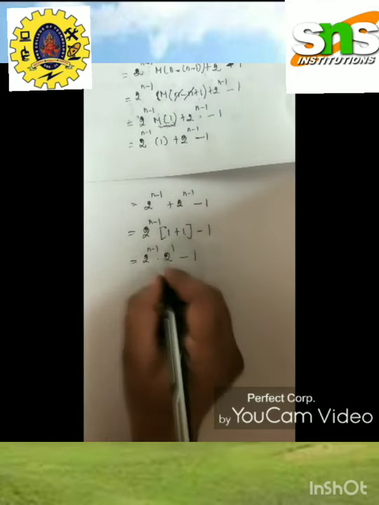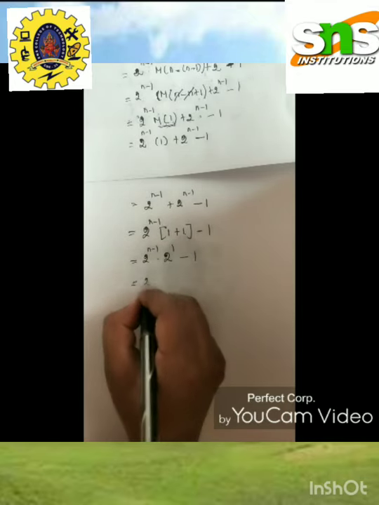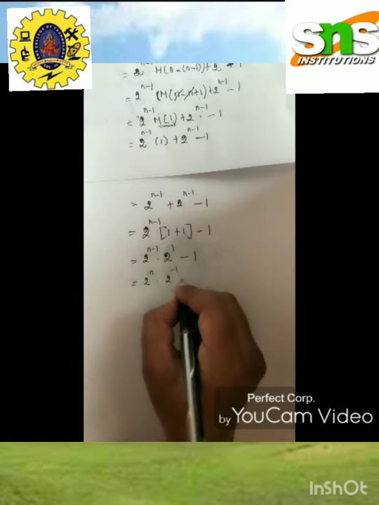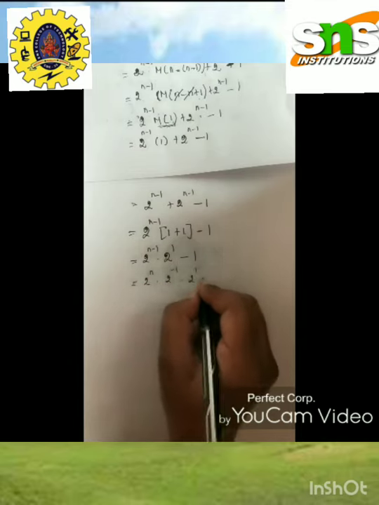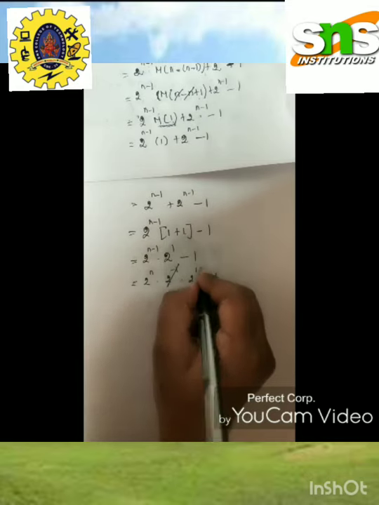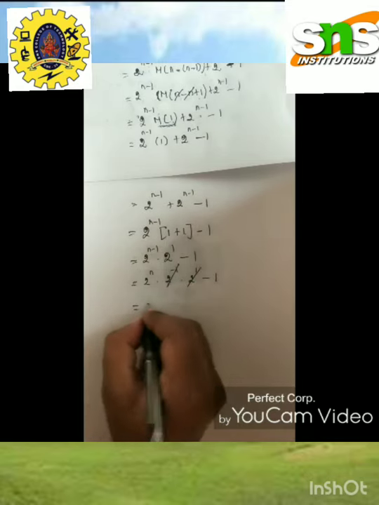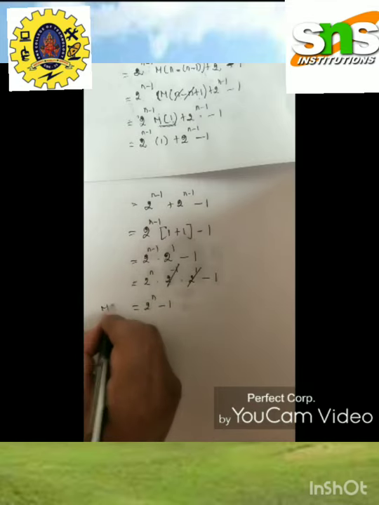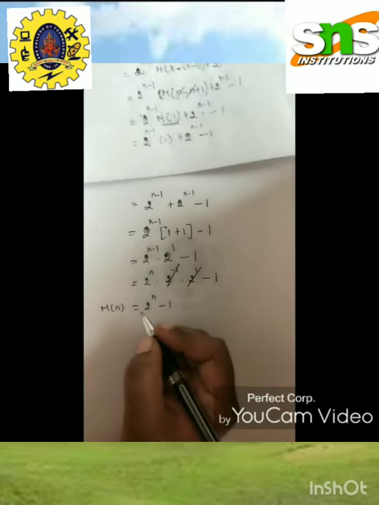Again I simplify this term: 2 power n into 2 power minus 1 into 2 power plus 1, minus 1. So these two get cancelled. So 2 power n minus 1. So this is m of n is equal to 2 power n minus 1.